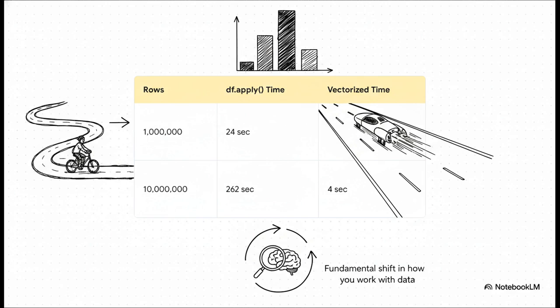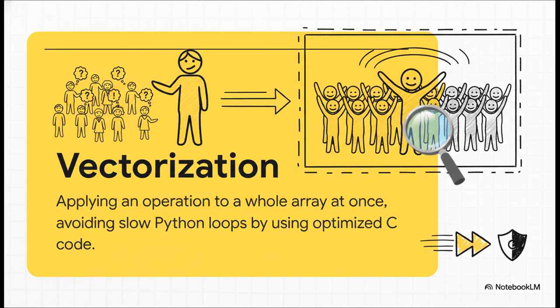This isn't a small tweak. It's a fundamental change. We're talking about something that's over 65 times faster. That's not an improvement. That's a rocket launch. So that is the power of vectorization. Instead of your code acting like a teacher calling on each student one by one, it's like the teacher gives one single command and the entire class does it all at once.